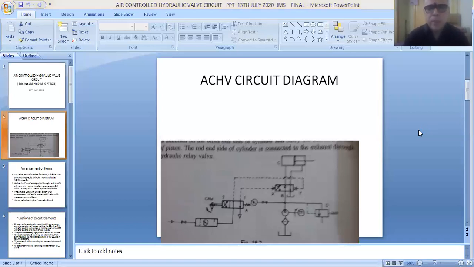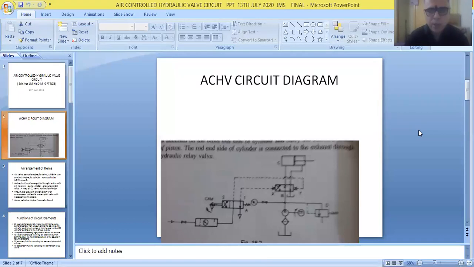Now, friends, we can see the arrangement. As I have already told you, we can see the arrangement of the hydraulic circuit on the right hand side of the diagram. Here a reservoir is placed for storing the required quantity of oil, which is ultimately used for operating the piston arranged inside the hydraulic cylinder.